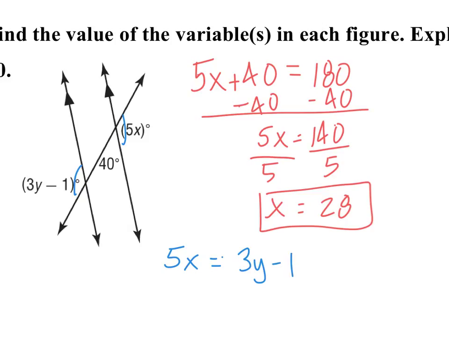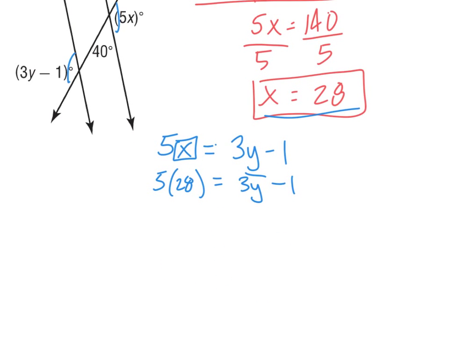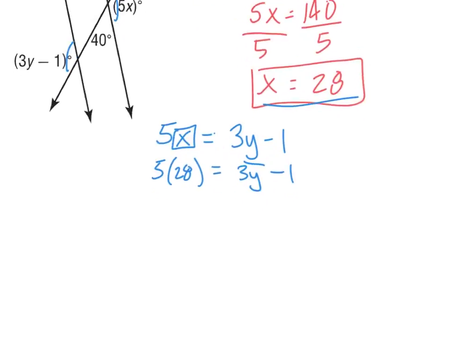Now, in order to solve for y, okay, I need to know what x is, and I do know what x is. It's 28. So I'm going to take 5 times 28 and set that equal to 3y minus 1, okay? And then I'm going to go ahead and evaluate that. And so 5 times 28, that's going to give me 140. So I'm going to write 140 is equal to 3y minus 1.